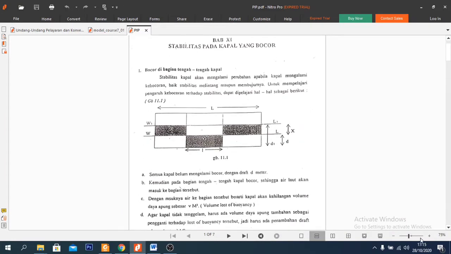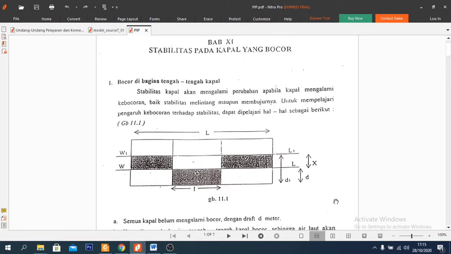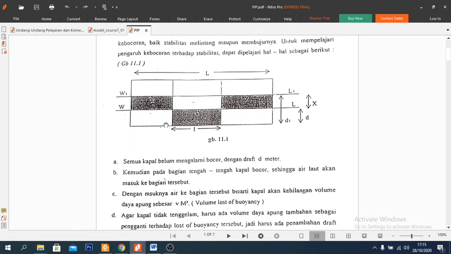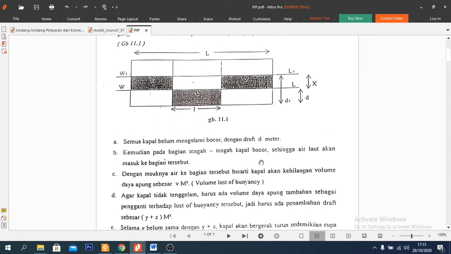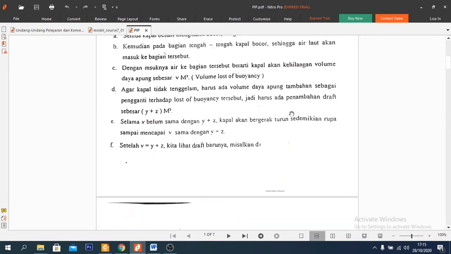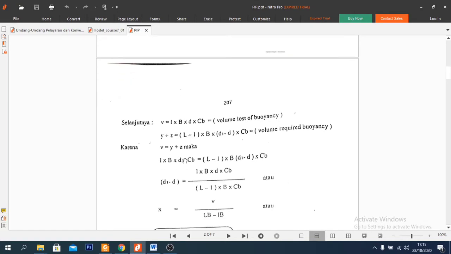Dan seperti ini materi yang ada di buku stabilitas yang kami terima dari lembaga diklat. Halaman pertama ini adalah topik bocor di bagian-bagian tengah kapal seperti ini. Apa itu pengertiannya? Dan formula perhitungannya seperti ini.